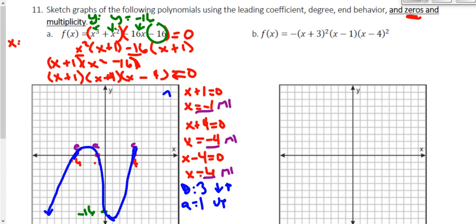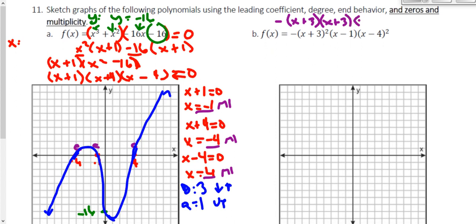Let's go ahead and try something similar with 11b. Now 11b is already factored. If it's helpful for you, you can go ahead and rewrite this in its most expanded form, which doesn't use the exponents 2. It actually would have everything written side by side. So x plus 3 squared means x plus 3 times itself. And then we would have the x minus 1. And then we would have the x minus 4 times itself. X minus 4 times x minus 4.